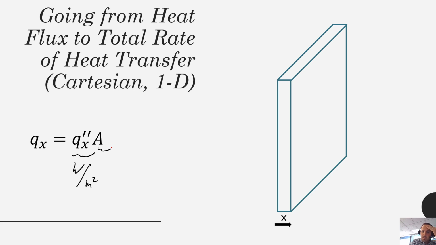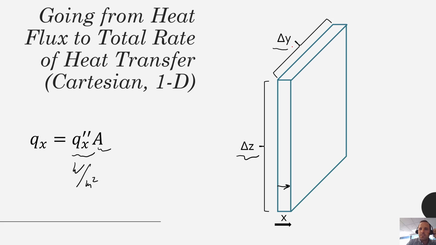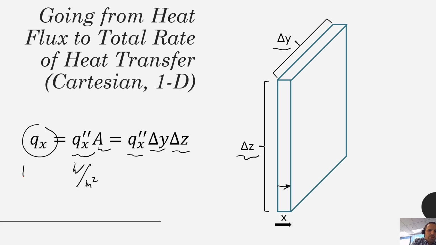So if we had a plane wall system where temperature is only varying in the x direction, we would need to calculate our flux using Fourier's law, and then we'd want to multiply that flux by the area that is normal to the flow of heat. In this case, if our wall is delta z units tall and delta y units wide, then we would need to multiply our flux in the x direction by delta y and delta z in order to get our total rate of heat transfer, which would be in units of watts. So that's all that means.